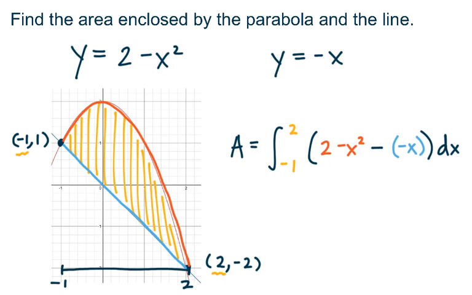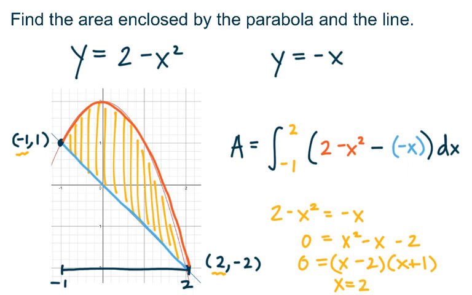One note about determining those points of intersection. In this case, it was really easy for me to see on the graph, but if you didn't have a good graph, you would just set the two functions equal to each other and solve. Solving this, we would have 0 equals x squared minus x minus 2. That factors as (x minus 2)(x plus 1), and that's where I get x equals 2 and -1, which are those two values I used for my interval.